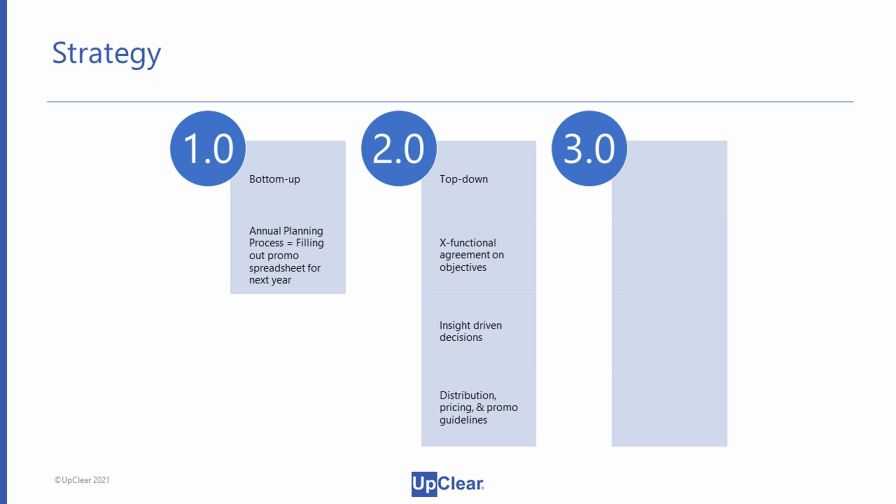As we move to 2.0, we see the adoption of a top-down strategic planning process being much more common. In 2.0, we see a lot more cross-functional agreement on objectives. We see insights driving decisions, albeit in a rudimentary fashion and mostly based on internal metrics, internal data.